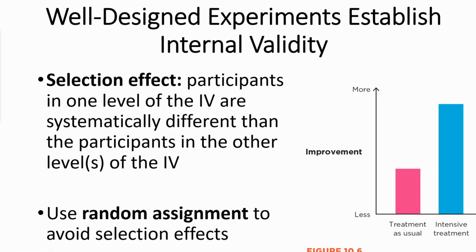Another thing that we should be concerned about or looking for when thinking about internal validity is selection effects. Selection effects are when participants in one level of our independent variable are systematically different than the participants in another level or levels of that independent variable. So again, we run into this systematic difference. It's causing a problem when there is a major difference between our different levels of the independent variable.